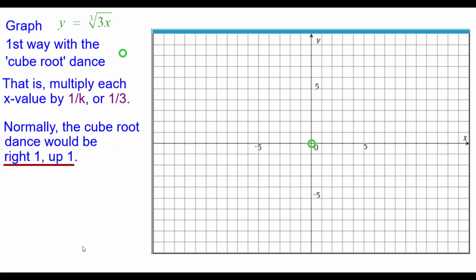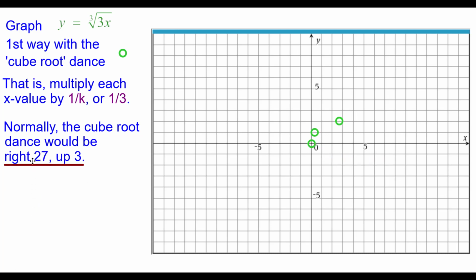Normally the Cuberoot Dance would be right 1, up 1, but for this graph it is going to be right 1/3, up 1, because 1/3 times the x coordinate 1 is 1/3, and the y value remains unchanged. So right 1/3, up 1. The next step is right 8, up 2. And so for us it's going to be right 8/3, up 2, because 1/3 times 8 is 8/3, or 2 2/3, up 2.